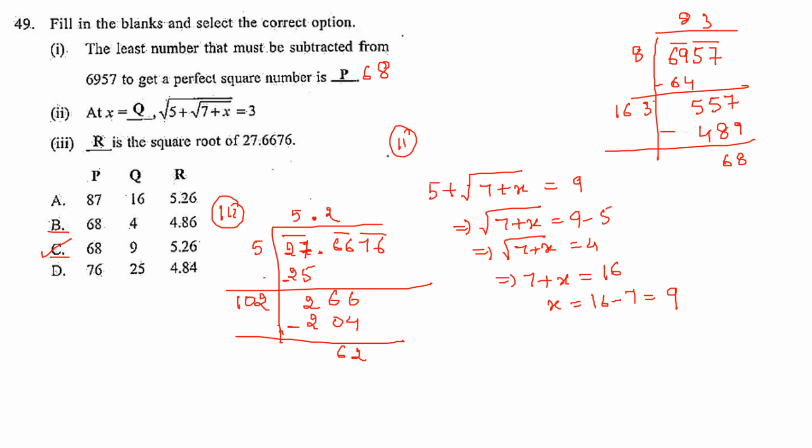Now bring the next pair down. So it will be 76. And here it will be 104. And now next you have to use 1046 times 6, and it will give you 6276, isn't it? So from here also you got the value for R is 5.26. So the correct option is option C.